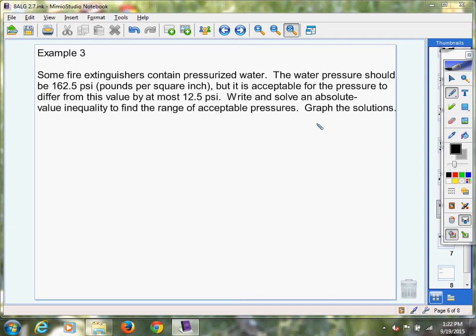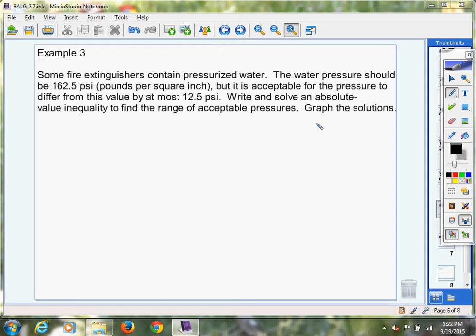Now here's the situation. Some fire extinguishers contain pressurized water. The water pressure should be 162.5 psi, which is pounds per square inch. But it is acceptable for the pressure to differ from this value by at most 12.5 psi. Write and solve an absolute value inequality to find the range of acceptable pressures. And then we need to graph the solution.